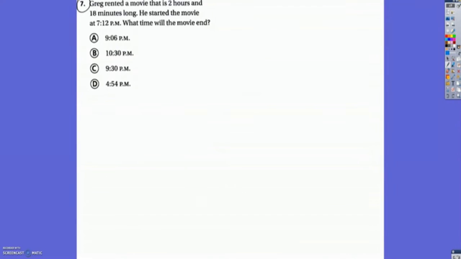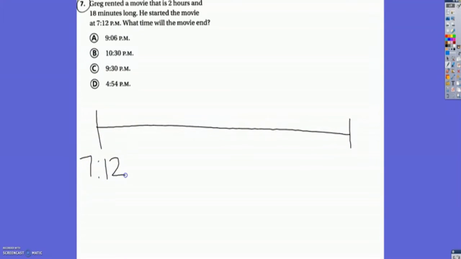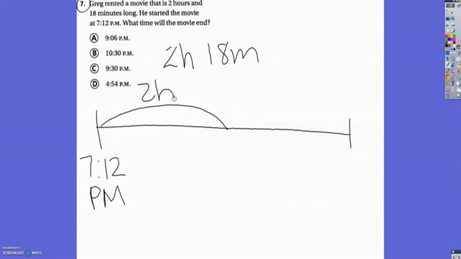Okay, next question. Greg rented a movie that is 2 hours and 18 minutes long. He started the movie at 7:12. What time will the movie end? So it starts at 7:12 p.m. We know that it lasts 2 hours and 18 minutes. I'm going to go ahead and jump the 2 hours. That puts me at 9:12 p.m.